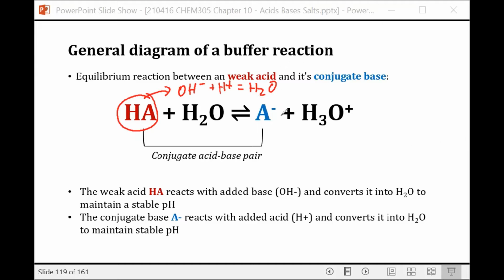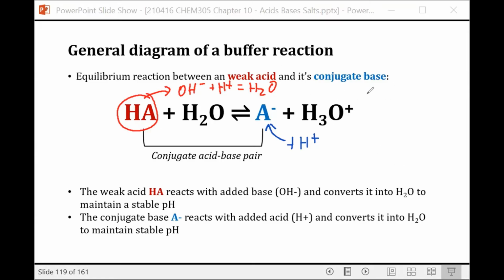Similarly, if an acid is added, let's say you add some H+, the proton that ionizes off of an acid, if you add H+, it can react with A-, it can protonate the conjugate base. And so the concentration of H3O+ wouldn't end up changing very much. You'd protonate the conjugate base to make a little bit more of the weak acid and some water.